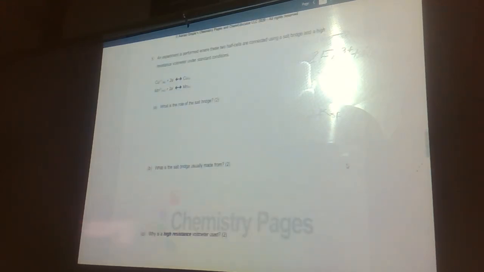Number 5, what is the role of a salt bridge? It's for the flow of ions to complete the circuit. No electrons go in the salt bridge, only ions. What is the salt bridge usually made from? I think your answers are not specific, but it could be any paper towel soaked in a salt solution, but the best salt solution is a nitrate salt solution.